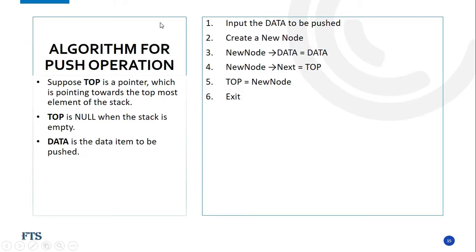Algorithm for push operation. Suppose top is a pointer which is pointing towards the topmost element of the stack. Top is null when the stack is empty. Data is the data item to be pushed. Here, input the data to be pushed, create a new node, and new node data should be equal to data. The new node next should be equal to top, and top should be equal to new node, then exit.